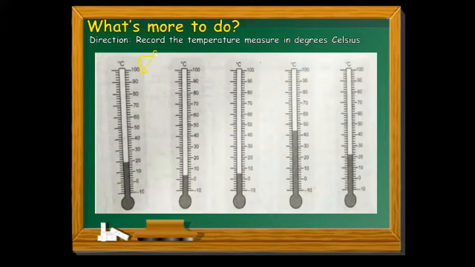And then the other one, tignan natin kung saan nakatapat. So 0, 2, 4. So 4 degrees Celsius siya. Then we have this one, 0, 2, 4, 5 dahil sa gitna siya. So 5 degrees Celsius. Kung saan line siya nakatapat, 40, 42, 44. So 44 degrees Celsius.